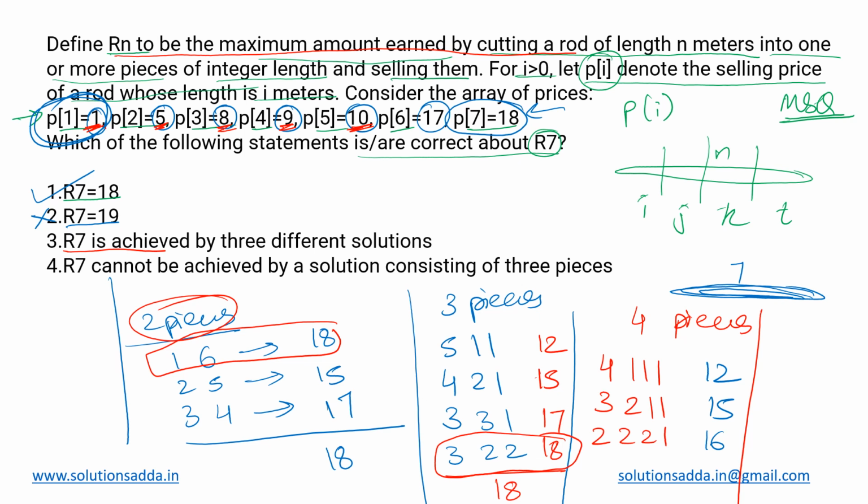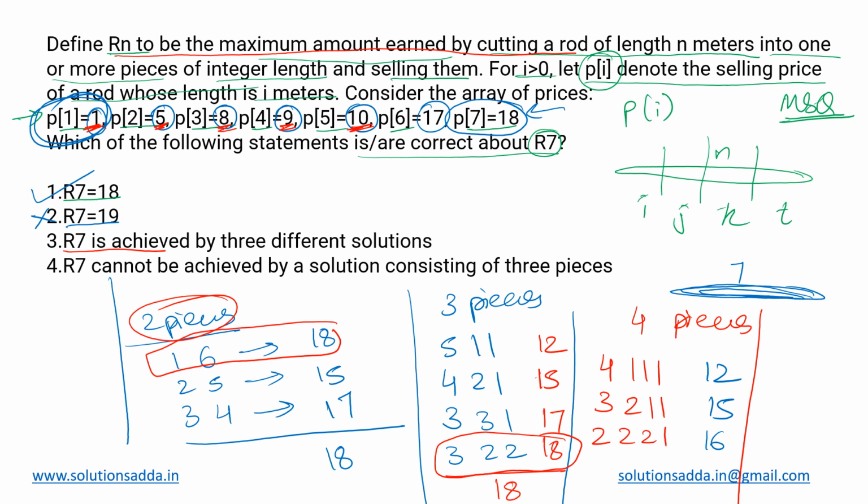So R7 is achieved does not mean that in how many ways can we cut the rod. There are multiple ways to cut. We can cut it in 2, 3, 4, 5, 6 and 7 pieces. What they are asking is, what are the different ways in which we can get the maximum profit by cutting that rod? And what is the maximum profit? It is 18. So in how many ways can we obtain 18?